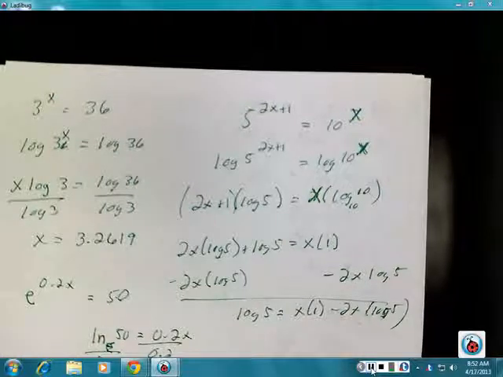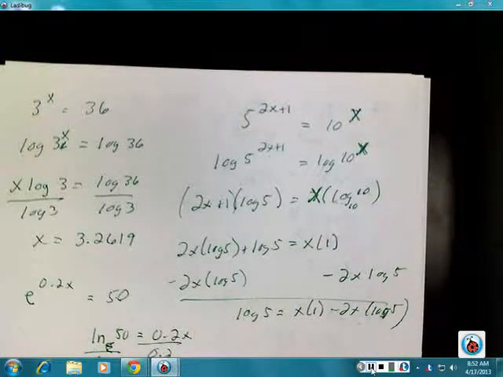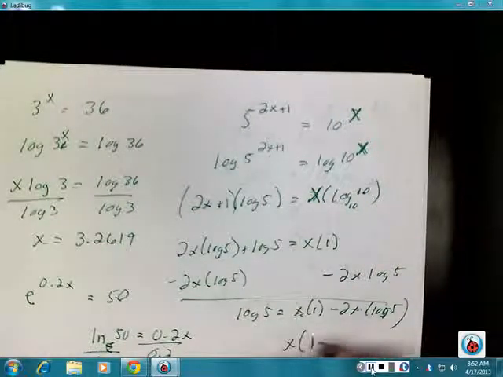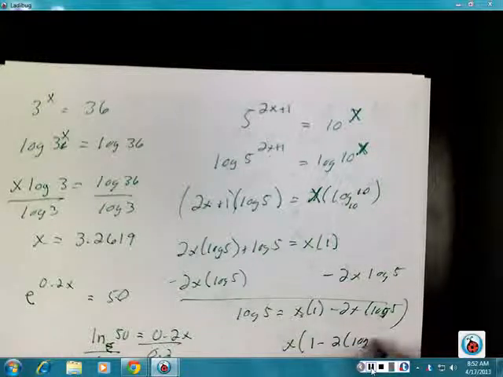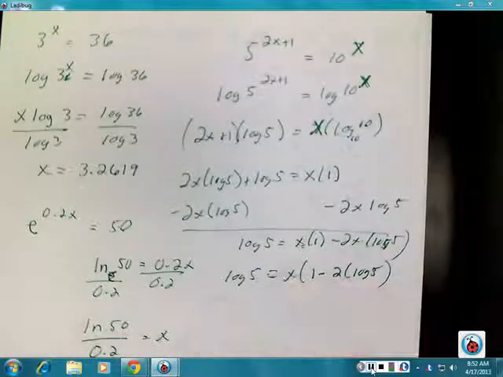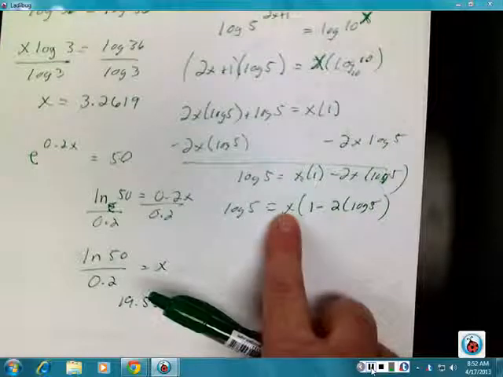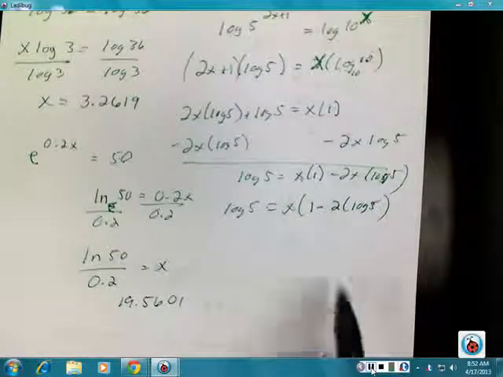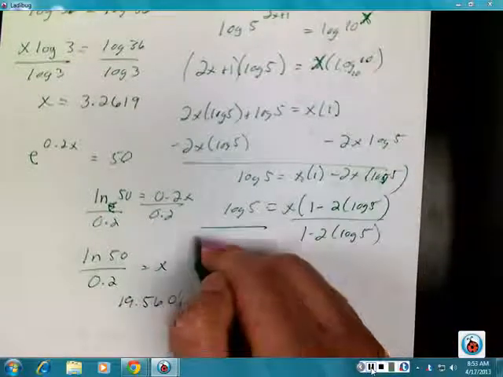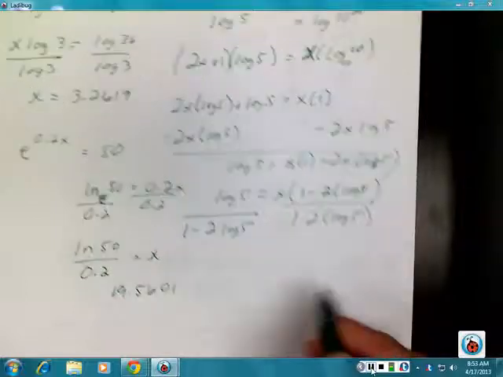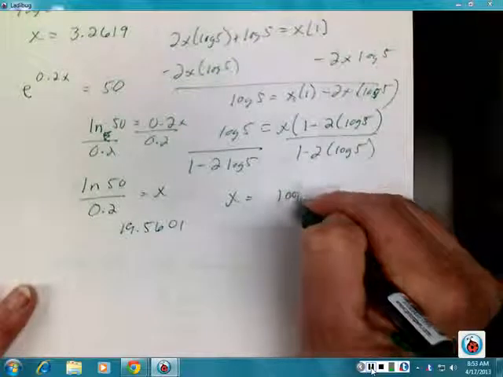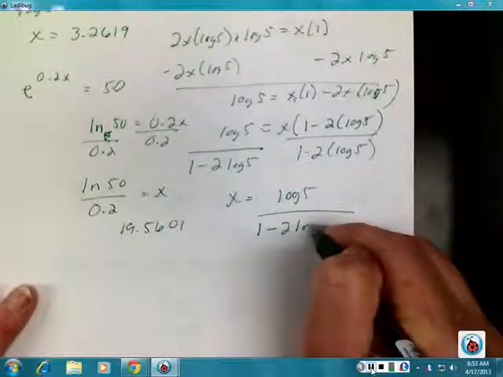We okay so far? Let's get my x's all on one side and get my numbers on the opposite side. Factor out an x out of this other side. We all right? Yes or no? All I did was pull an x out of this other side when I got my x's all together. Then divide by 1 minus 2 log 5. And so from that I find out that x is going to equal, and now I need to use my calculator, log 5 all over 1 minus 2 log 5.